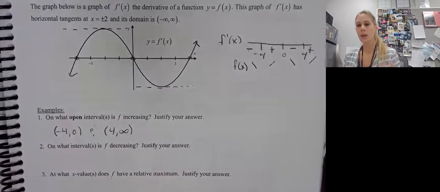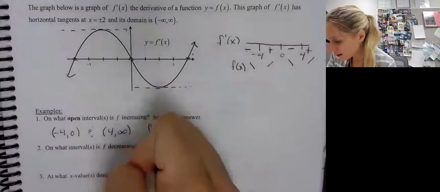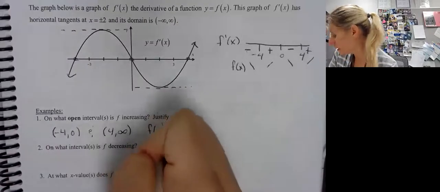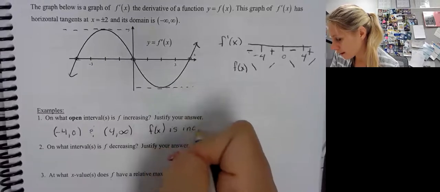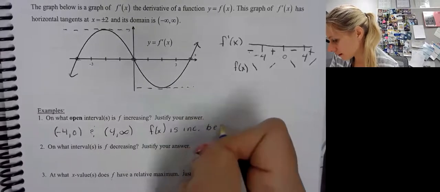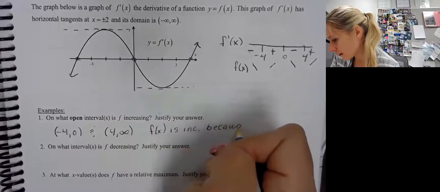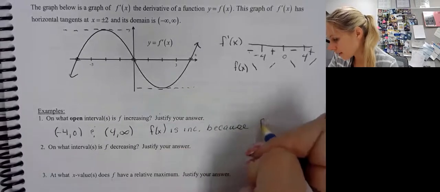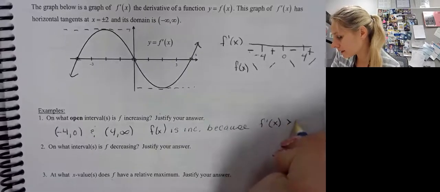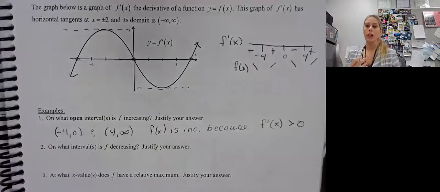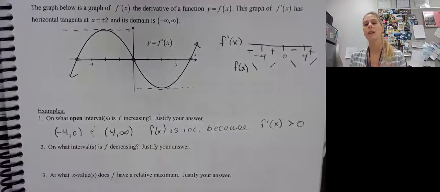How do I know it's increasing? Well, I know that f of x is increasing because f prime is greater than 0. Now we can say greater than 0, you can say is positive, things like that, but that's as short as it needs to be. Let's go on to the next.